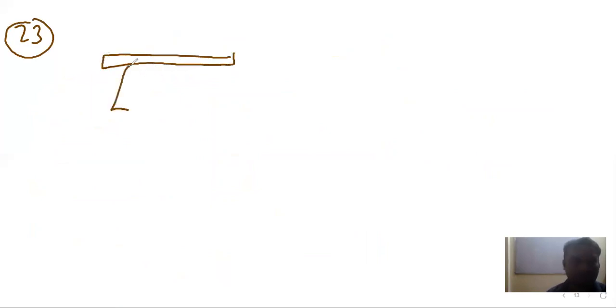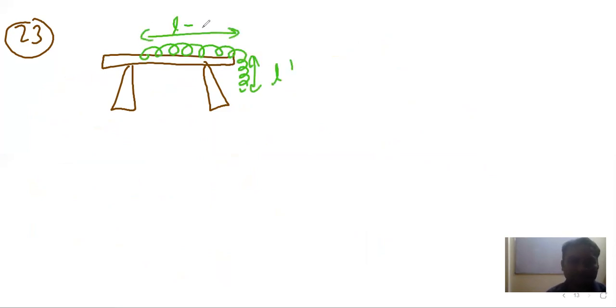Now let us see question 23. So in question 23, we have a table. This is the table. We have a chain which we have kept on the table. Some part is hanging, let us say L dash. Some part is on the table, L minus L dash, if the total length is L. So in this case, we have to find the value of L dash, such that it is just stationary.